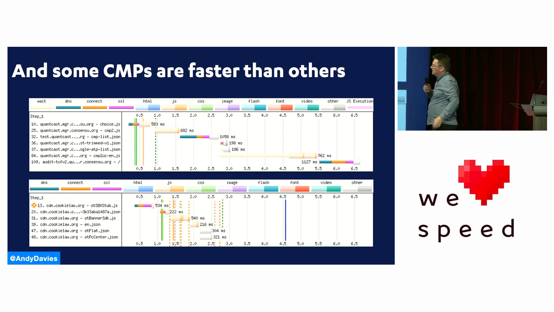Quantcast, which is allegedly the most popular CMP in the world, is particularly slow. And Cookie Law, which I think is Opt-in-On, is much faster. So, which CMP you pick matters.